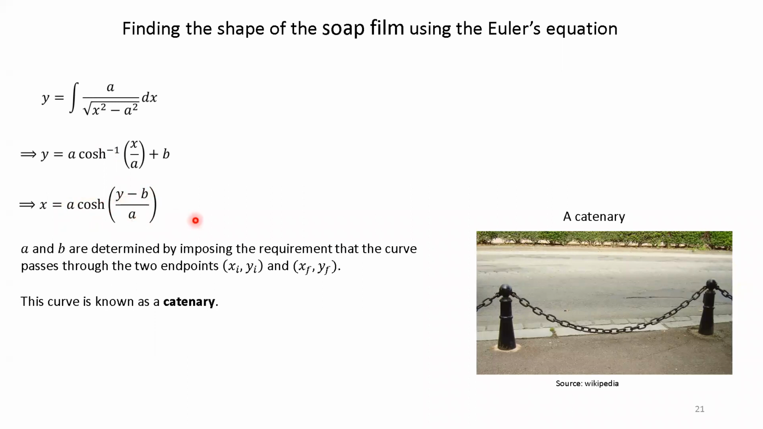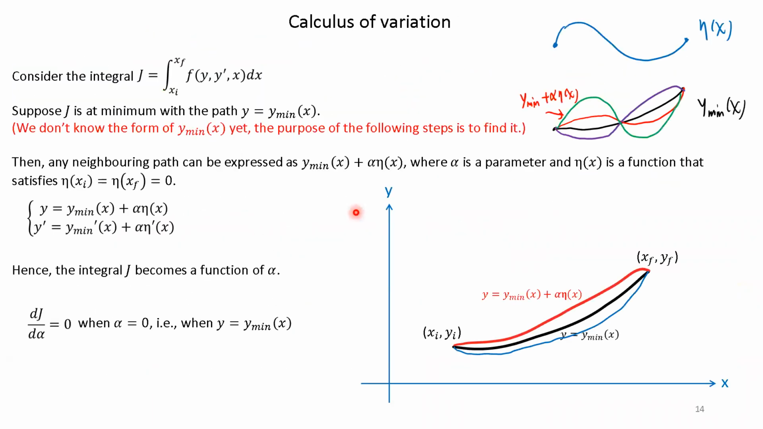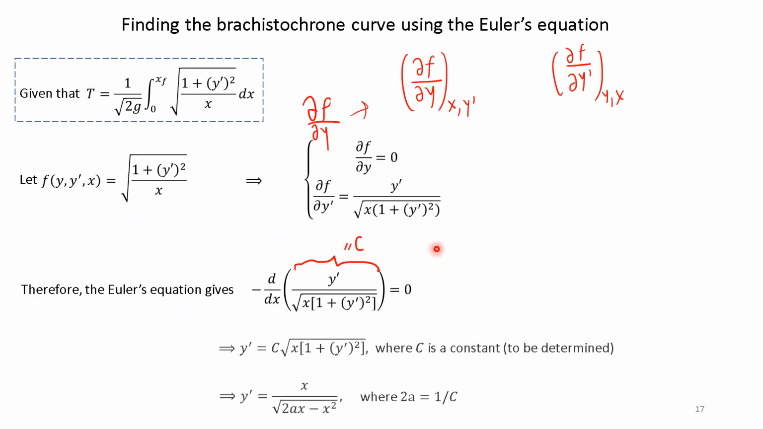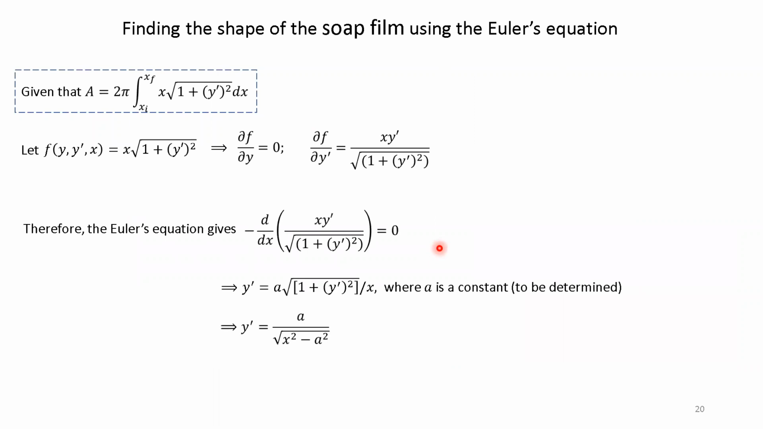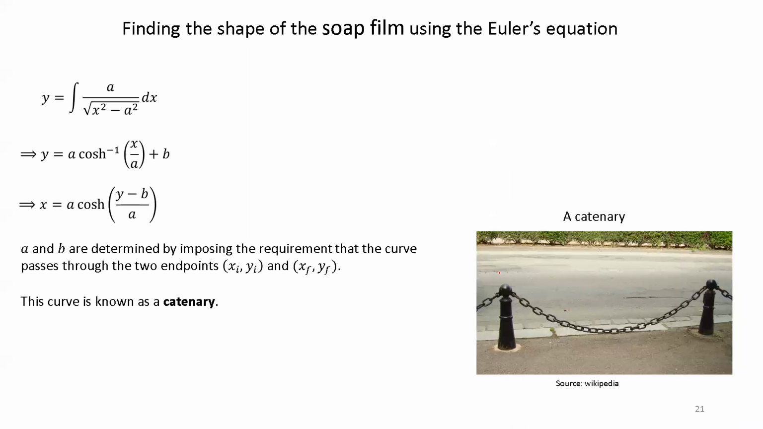So let me show you again the picture, the coordinate system that we use. The coordinate system that we use is like this. If I draw the two rings again, like this, this is the x-axis, this is the y-axis.